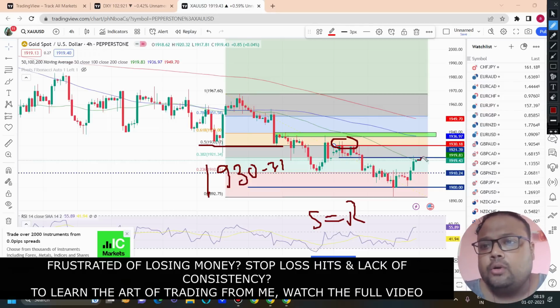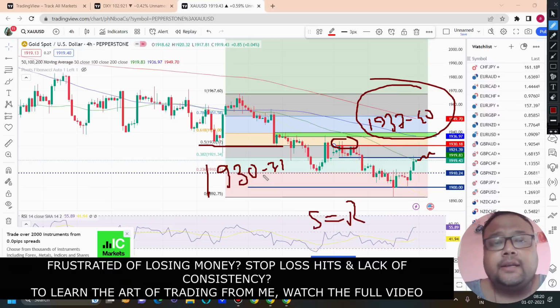If gold continues the upside, if gold shows green candles right after the market opening, then we have 1937 to 1940 when the market breaks 1931-32. So these are the two resistances, or two levels, where we have strong sellers present on the chart of gold.